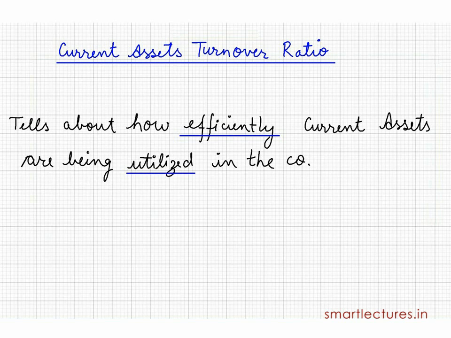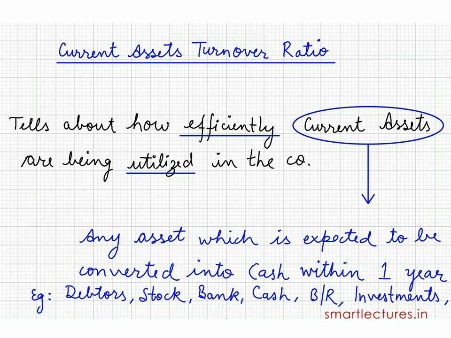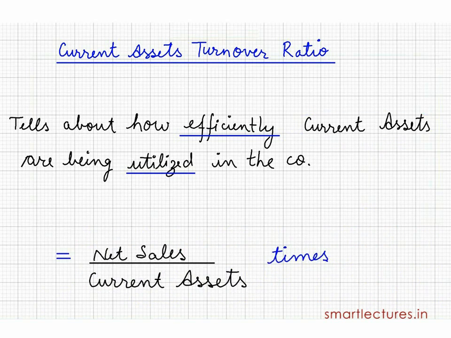Again, I would like to explain the current assets. Current assets means any assets which is expected to be converted into cash within 1 year, like debtors, stock, bank balance, cash balance, BR, investments, etc. And the formula of the current assets turnover ratio is net sales upon current assets times.